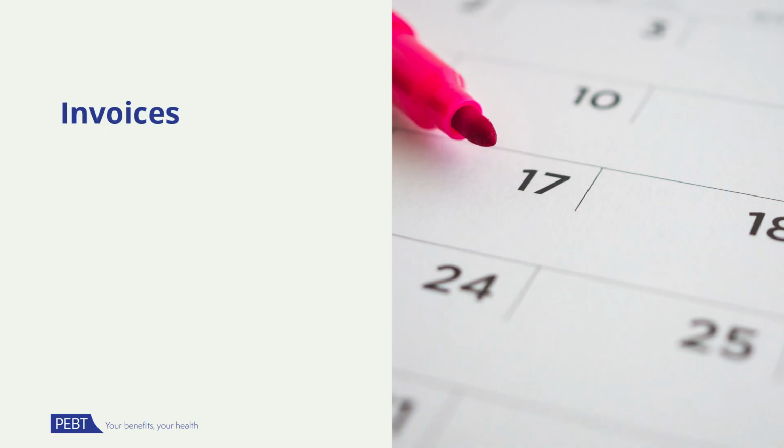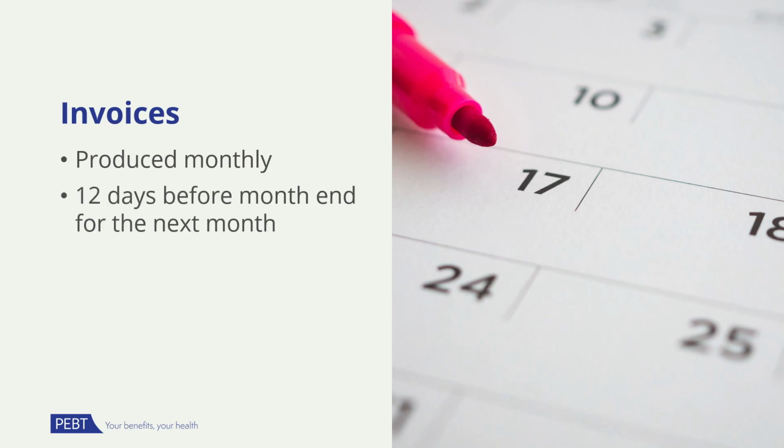An invoice for all benefits provided through the PEBT benefits program is produced monthly, generated 12 days prior to the month's end. The invoice is for the upcoming month. For example, the invoice for April is generated in March, 12 days prior to March 31st. The district's primary billing contact will receive an email notification that the invoice is available via AdminNet.